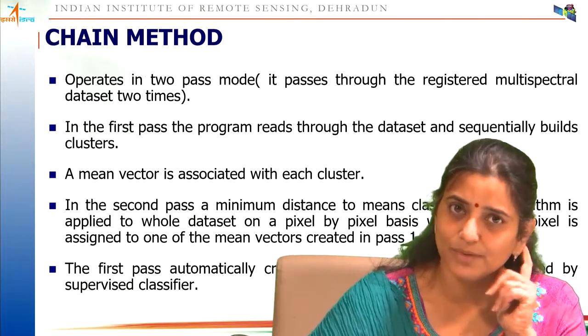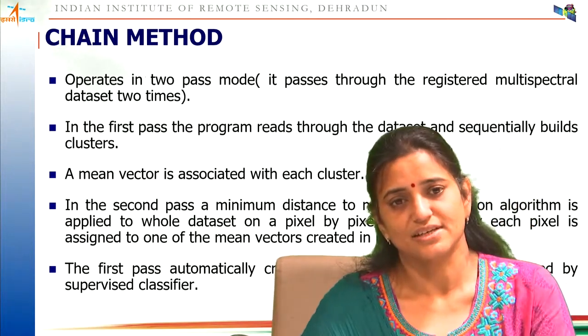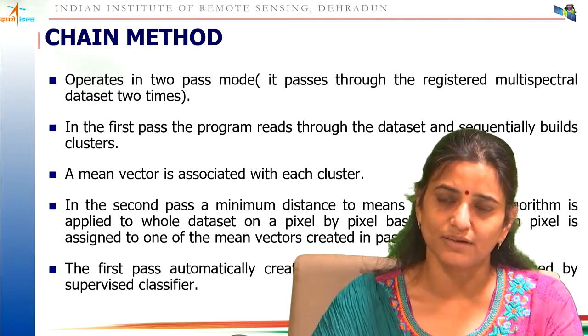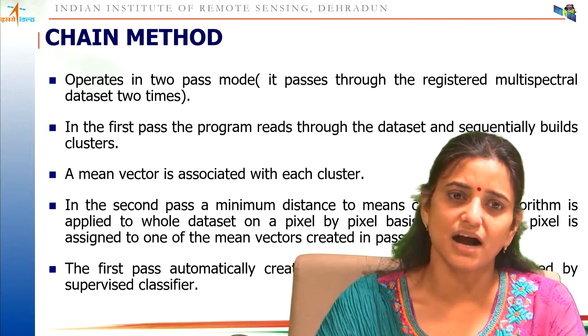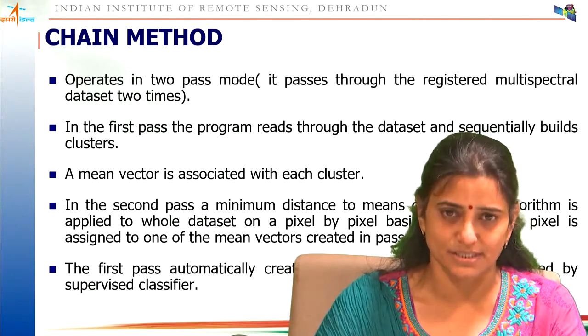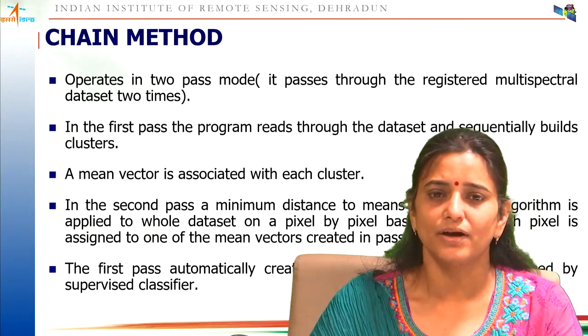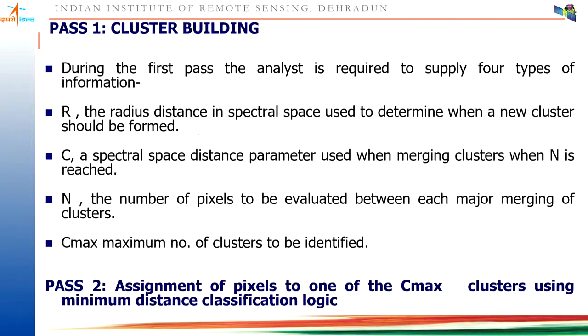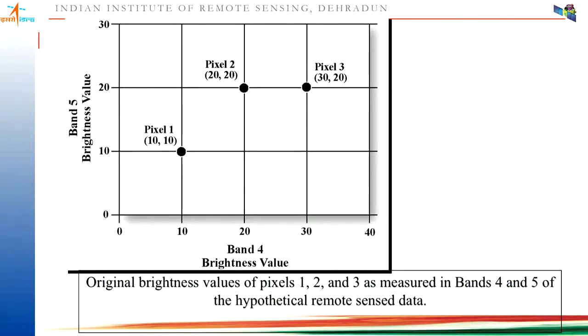Now coming to the chain method of unsupervised classification. The chain method operates in a two-pass mode. That means all the pixels are evaluated, checked twice. It passes through the registered multispectral data set two times. In the first pass, the program reads through the data set and sequentially builds the clusters. Now, how it builds the clusters, I will show you.